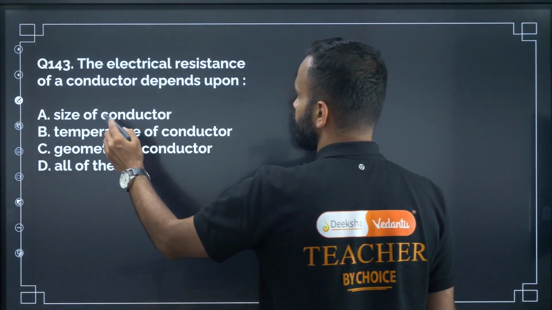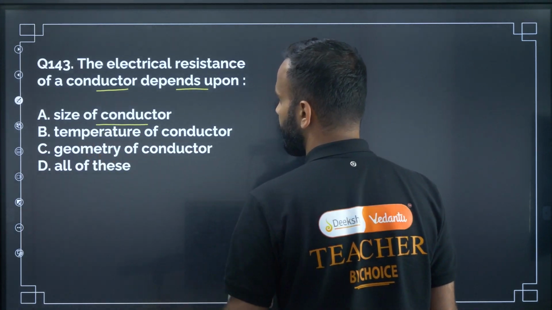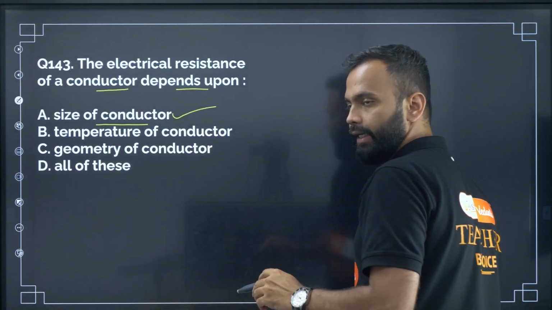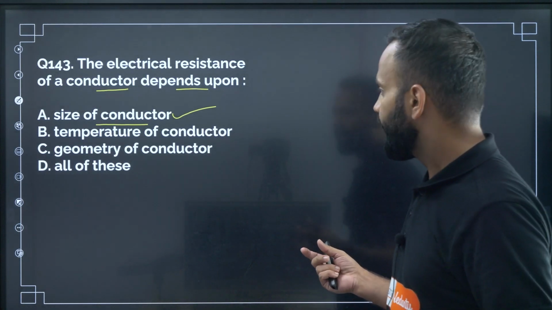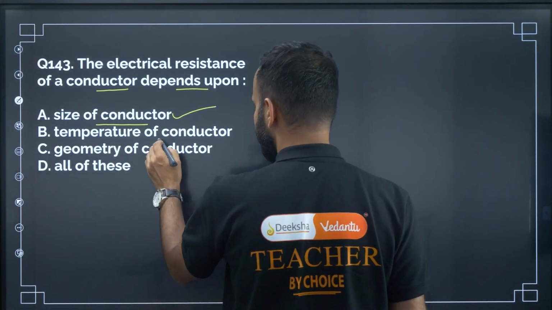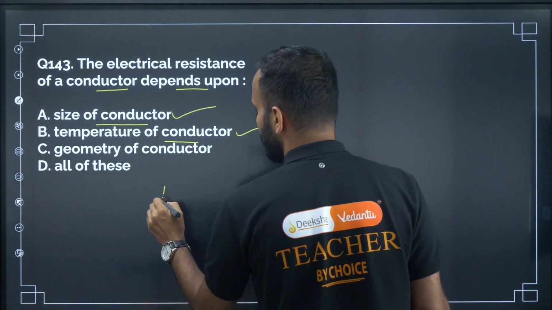The electrical resistance of a conductor depends upon, okay, let's check each option. Size of the conductor, yeah, correct, right? It depends upon the size of the conductor, okay? The length of the conductor, right? Yeah, next one, the temperature of the conductor, correct? Electrical resistance depends upon the temperature of the conductor.